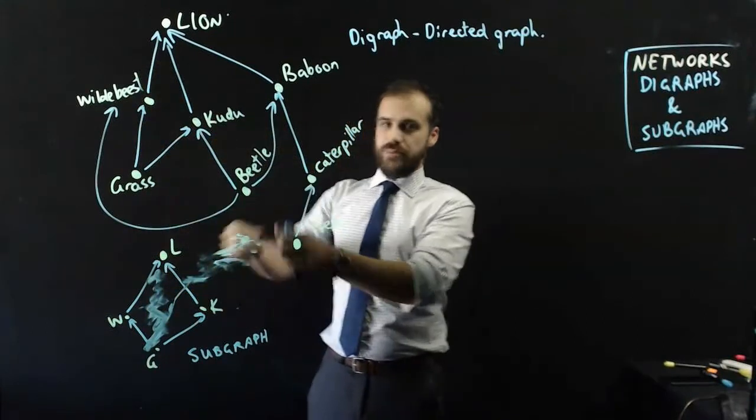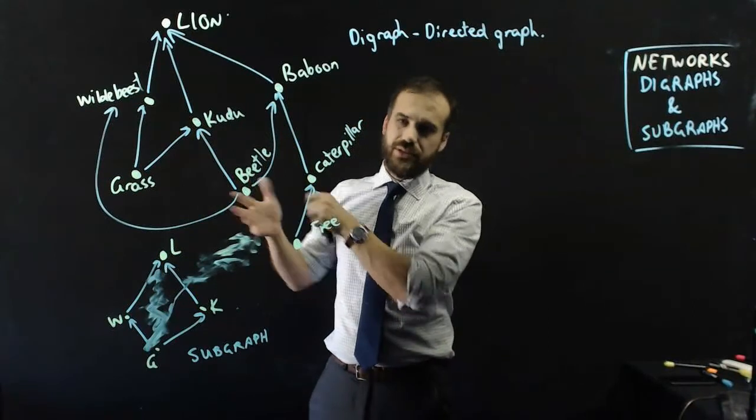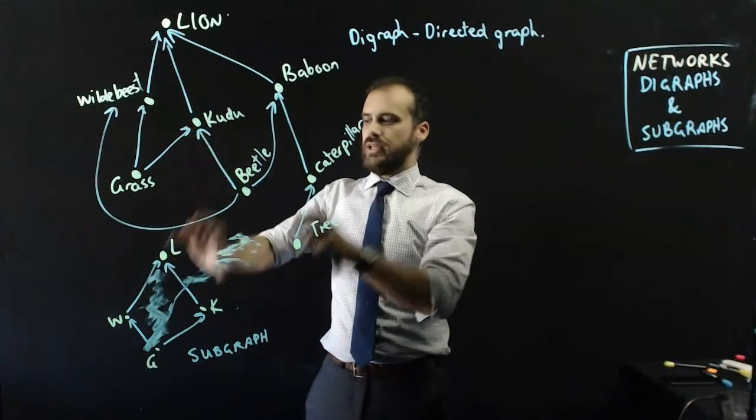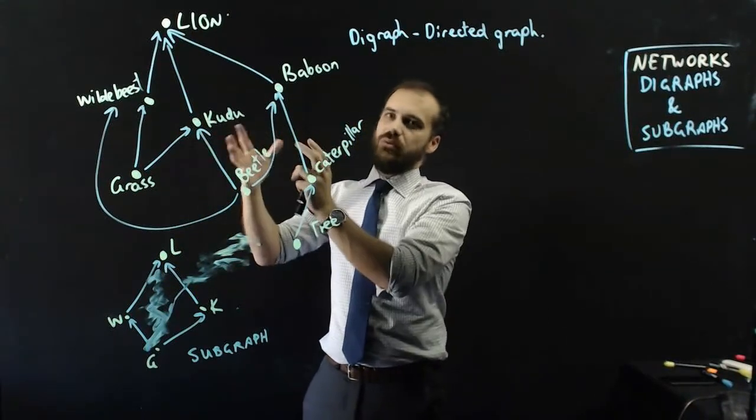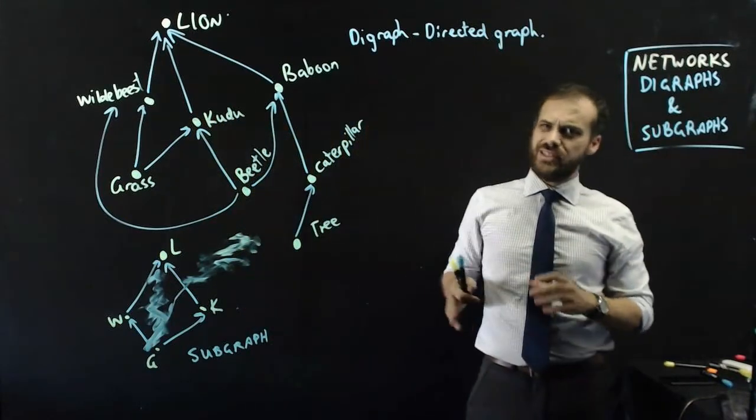Now you notice the shape that I drew it in is different to the shape that I drew it up here. We don't care about shapes. It doesn't matter where the dots are. It's just that the dots are connected in the same way as this. All right, so that's a subgraph. That's a directed graph. I think that's all I want to talk about.